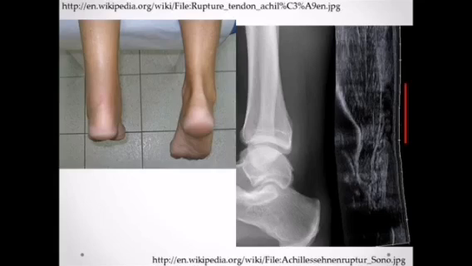Here are some pictures. The upper picture shows a lack of definition of the Achilles tendon, indicative of Achilles rupture, and then some images demonstrating an Achilles rupture as well.